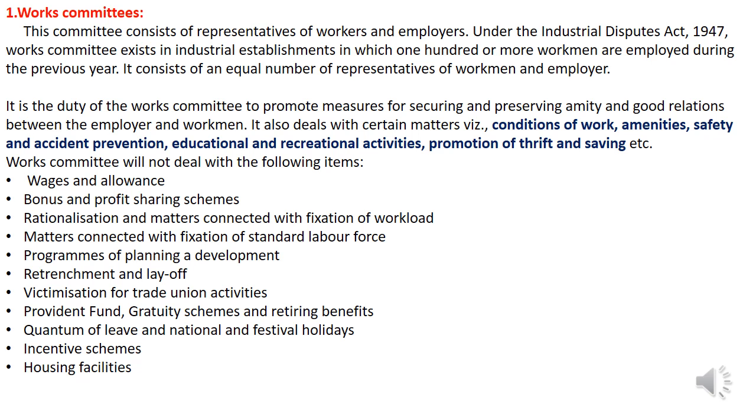So let us move to the conciliating authorities. The first one is the works committee. This committee consists of representatives of workers and employers, an equal number of representatives of workmen and employer. It exists only in establishments in which 100 or more workers were employed in the previous year. It is the duty of the works committee to promote measures for securing and preserving amity and good relations between the employer and workmen.